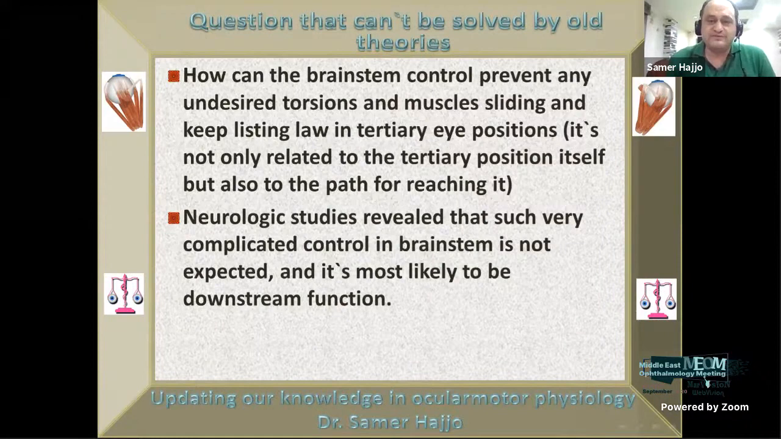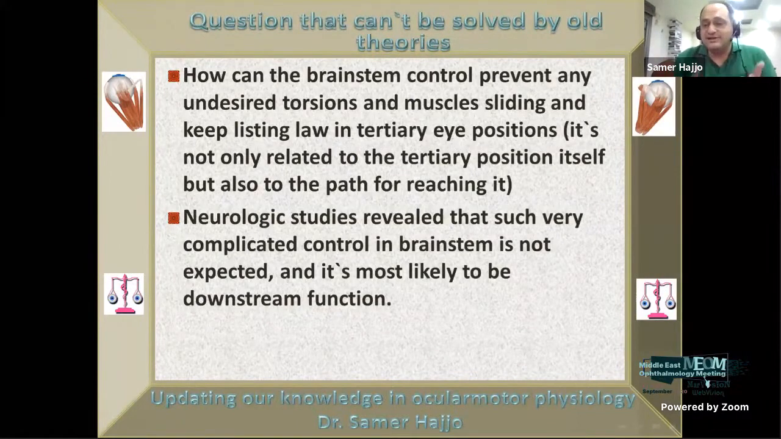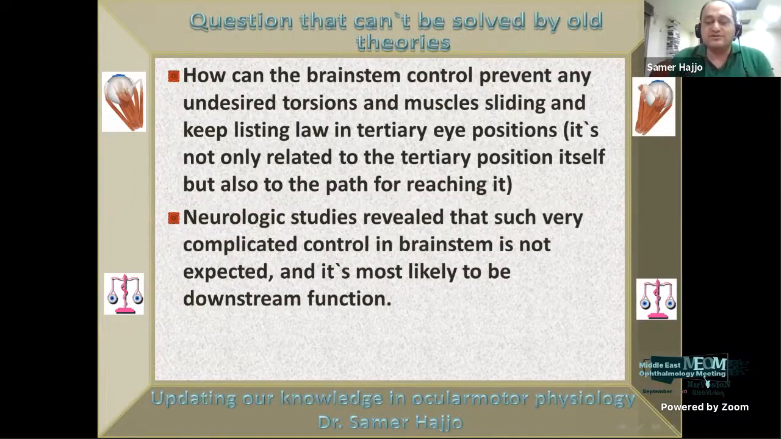How can brainstem control prevent any undesired torsions and muscle slipping and keep Listing's law in tertiary eye positions? It's not only related to the position itself, but also to the path for reaching it. There must be very accurate and complicated brainstem control, and an accurate memory for every point of gaze in space. But neurologic studies reveal that such very complicated control in the brainstem is not expected. There must be something in downstream function for organizing this very complicated movement, a downstream function at the level of the orbit.